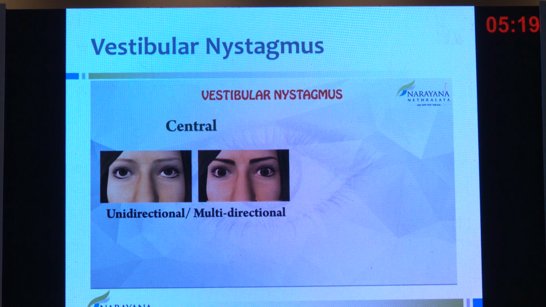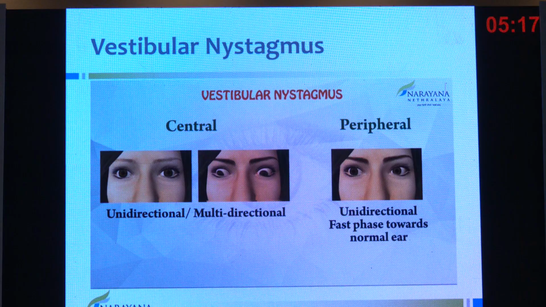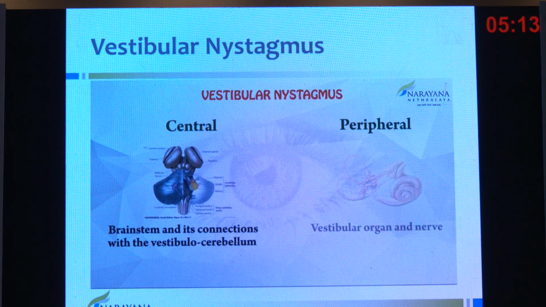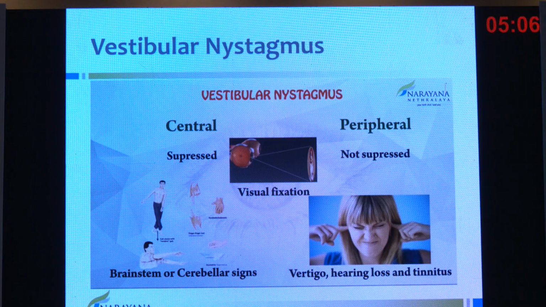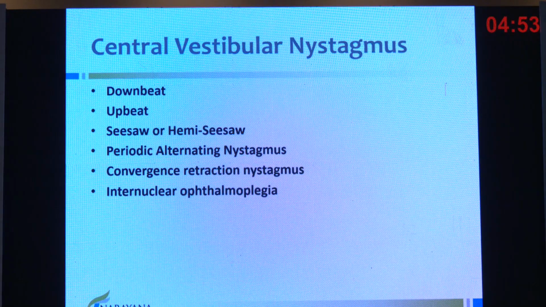The vestibular central is unidirectional or multidirectional, whereas the peripheral one is unidirectional towards the normal eye. You also look for the central and the peripheral signs related to the brainstem, and the other, peripheral, is related to the ear. You should understand the central gets suppressed with visual fixation, but the peripheral does not get suppressed. The specific signs of the brainstem or cerebrum will be seen in the central, and vertigo, hearing loss and tinnitus will be seen in the peripheral part. So let's try to differentiate these 6 types of central vestibular nystagmus.